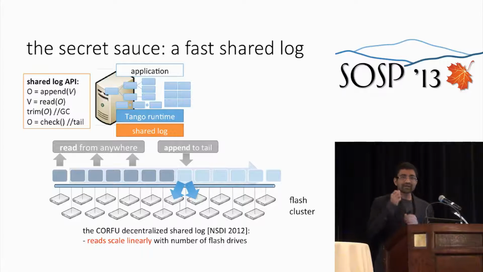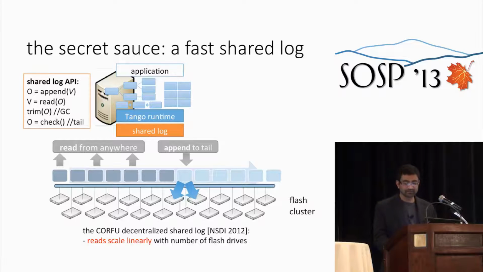In Corfu, every entry in this shared log, in the address space of the shared log, is mapped to a subset of storage nodes in a cluster of flash drives. So this has the property that every read on a different address is going to go to a different set of storage nodes, which means that the read throughput of the system scales linearly with the number of drives.